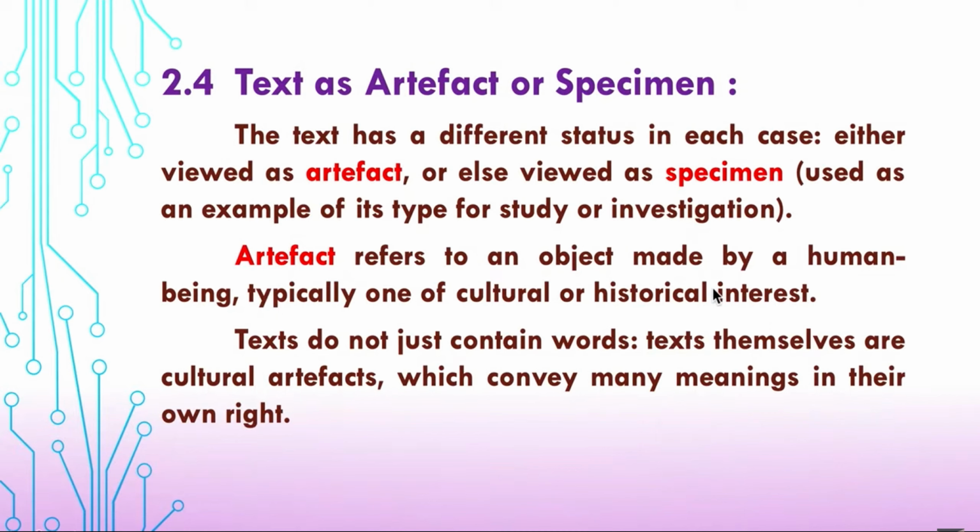Text as artifact or a specimen. Let us read. The text has a different status in each case, meaning a different position in each case. Either viewed as an artifact, or viewed as a specimen, used as an example of its type for a study or investigation. Look here, you have two meanings, artifact and specimen.